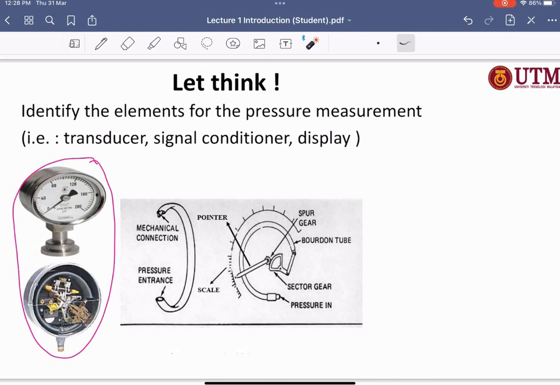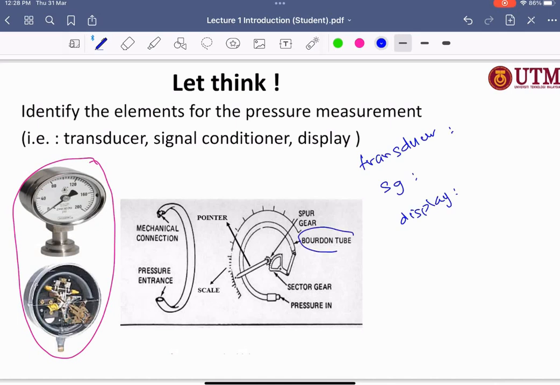So inside this one, what is the transducer? What is the signal conditioning? What is the display? The transducer we can say is the Bourdon tube, because the Bourdon tube can convert pressure in Pascal into something that we call length. So this one is the Bourdon tube.